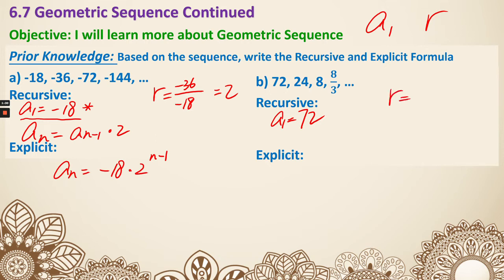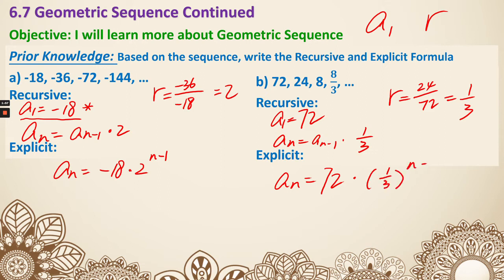We can find our r, which is 24 over 72. That simplifies to be 1/3, or you could do 8 over 24, or 8/3 over 8. The recursive formula's second part is a sub n equals a sub n minus 1 times 1/3. And explicit formula, a sub n equals 72 times 1/3 to the n minus 1 power. 1/3 needs to be inside parentheses, because n minus 1 is not just on the 1, it's on 1/3 altogether. These are the things we have learned before.